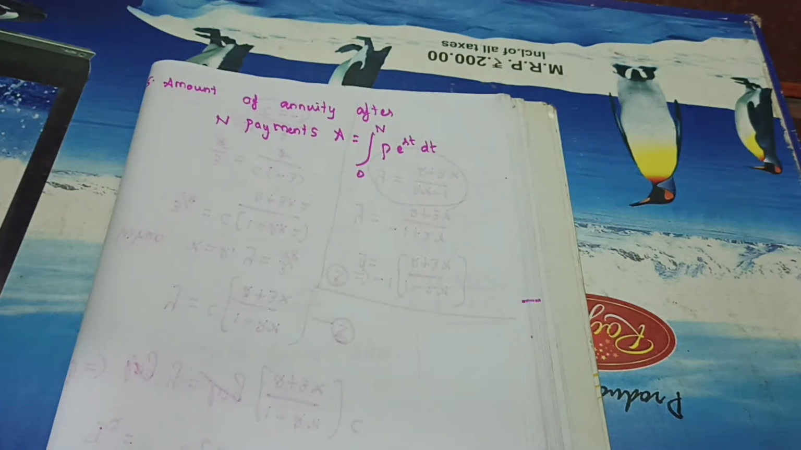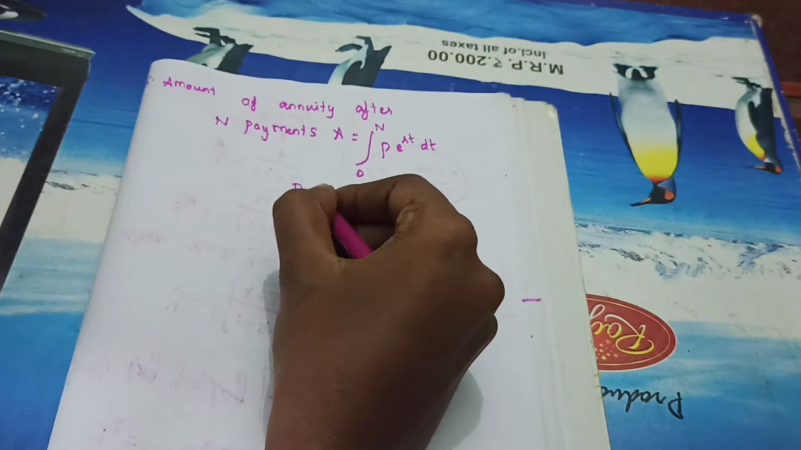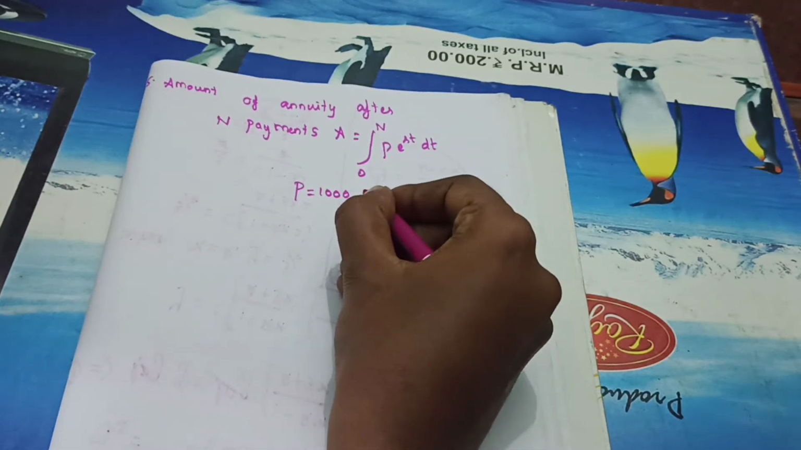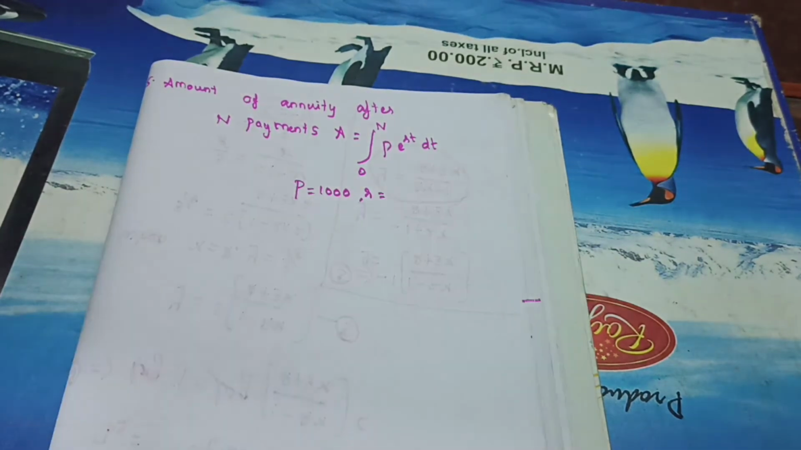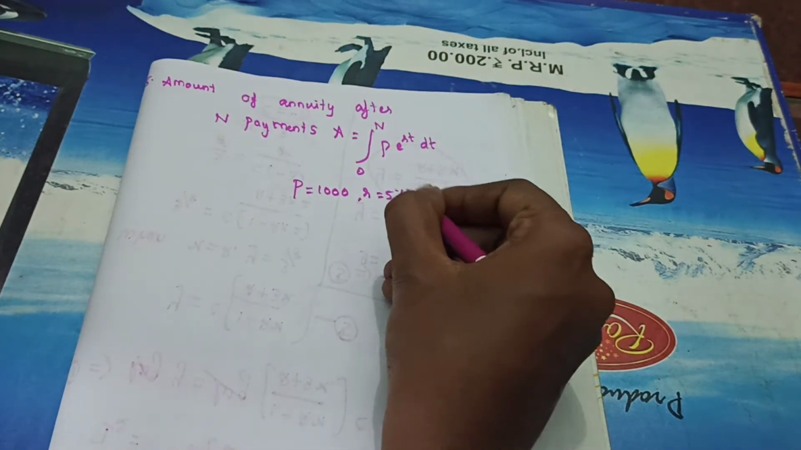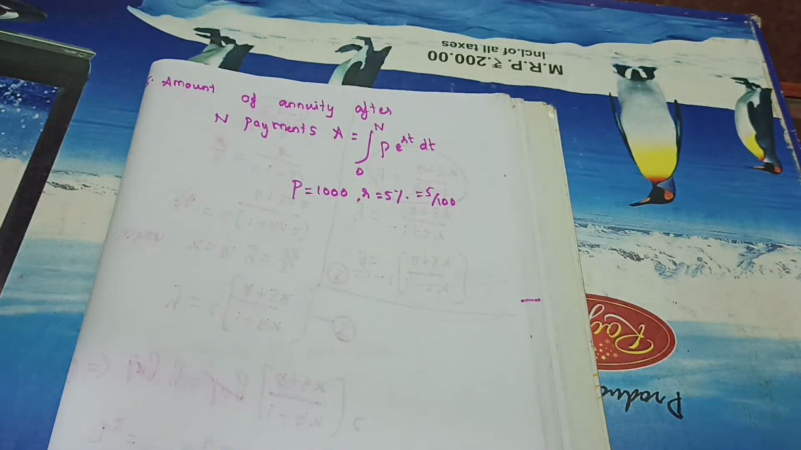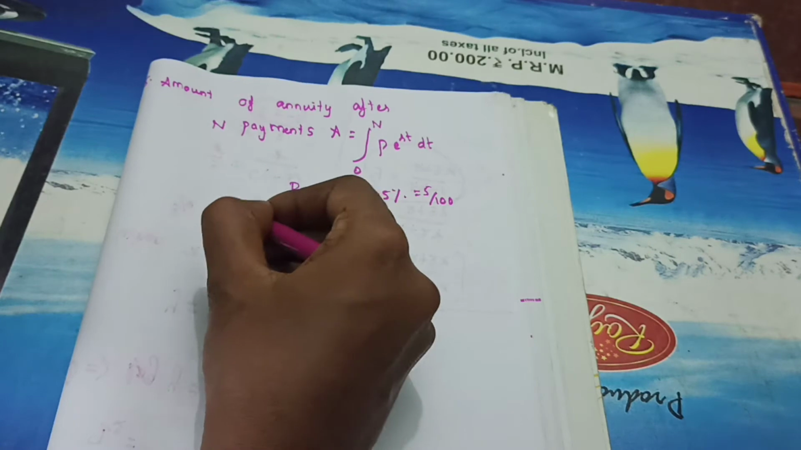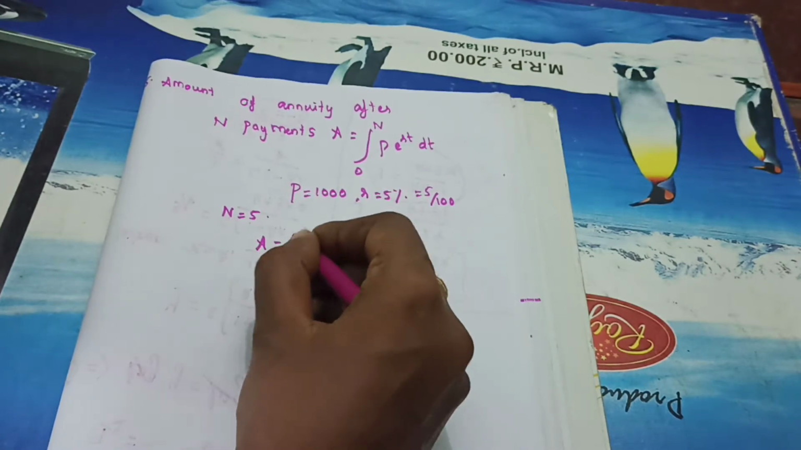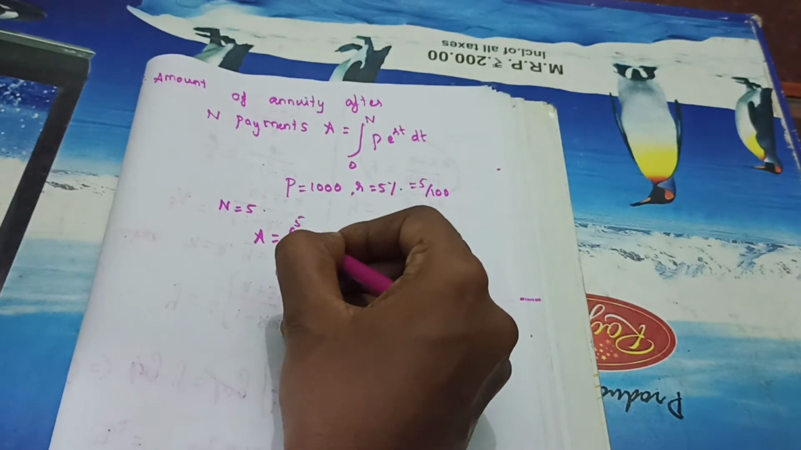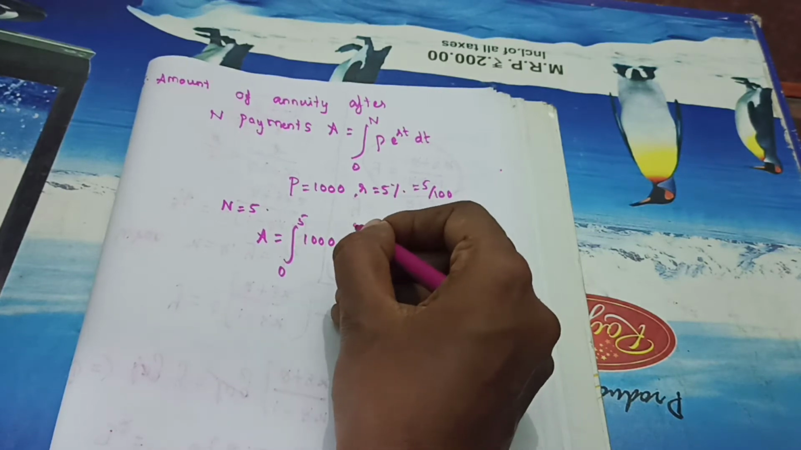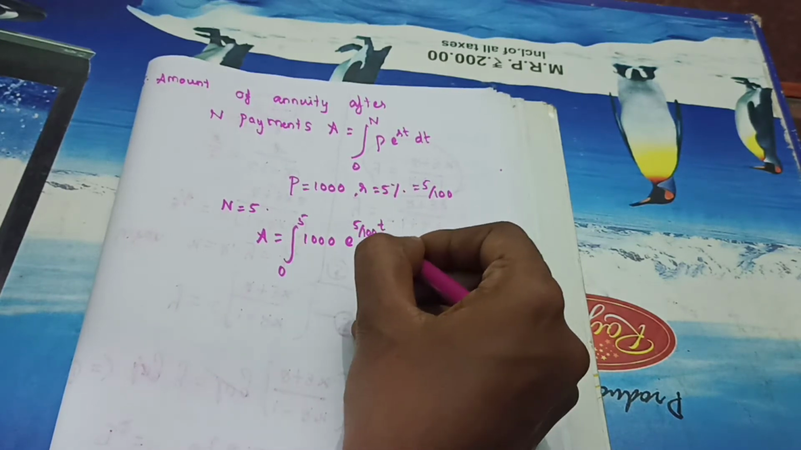Now you are going to substitute all the values. The P value, the amount, is given as 1000. The R value is given as 5%, 5 by 100. All the values are given, so just substitute in the formula. They asked for after 5 years, so the n value is 5. A is equal to integral 0 to 5 of 1000 e power 5 by 100 into t dt.